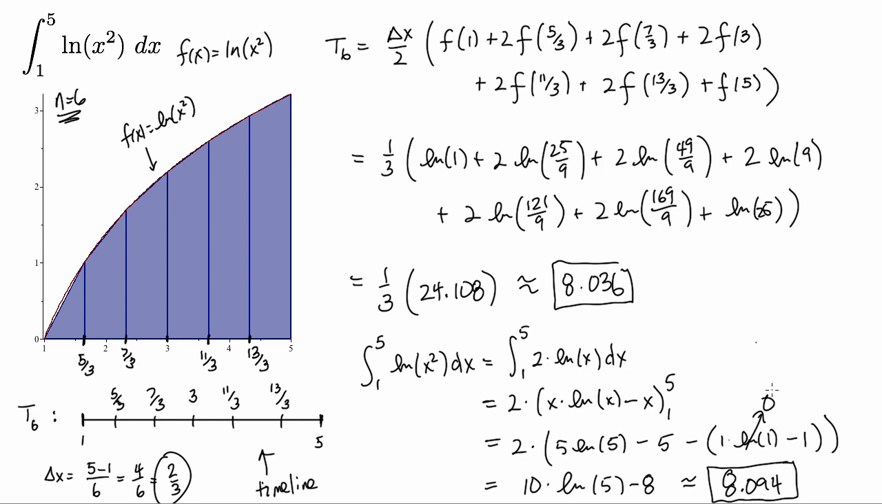If you compare these two, they're pretty close. In the next video, what I'm going to do is show that the actual value of the integral, 8.094, falls inside the interval that we should get when we try to do an error bound for trapezoid rule.